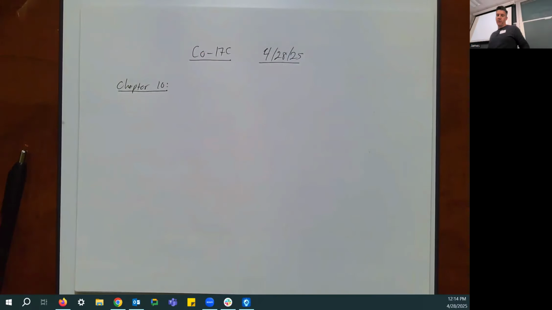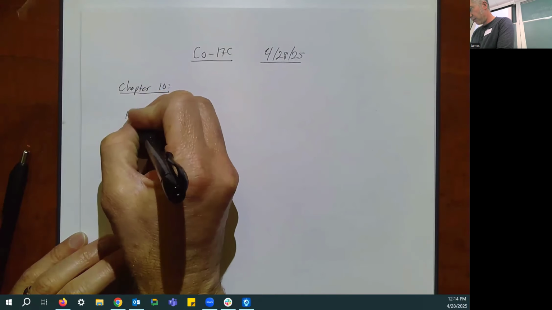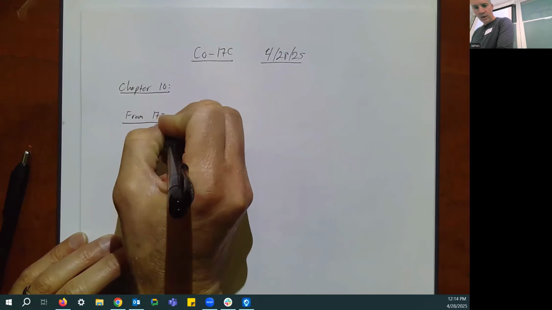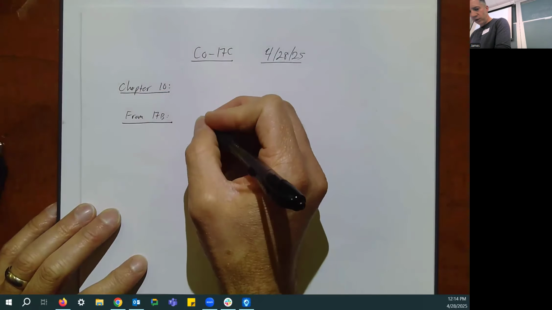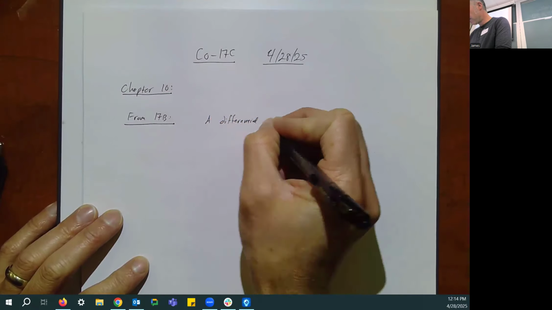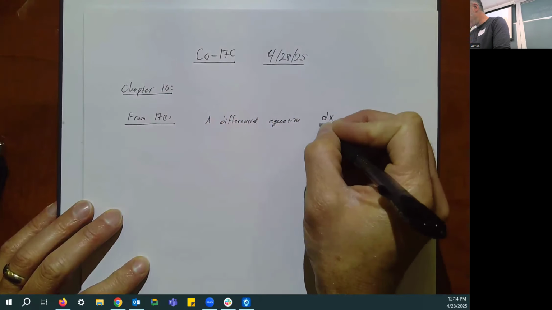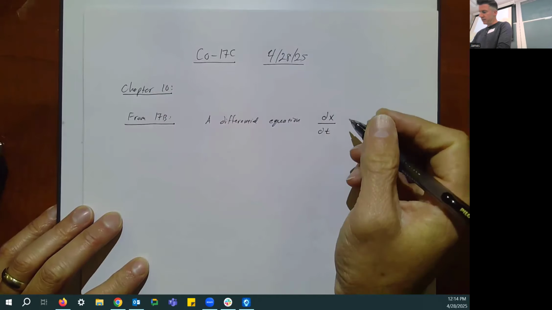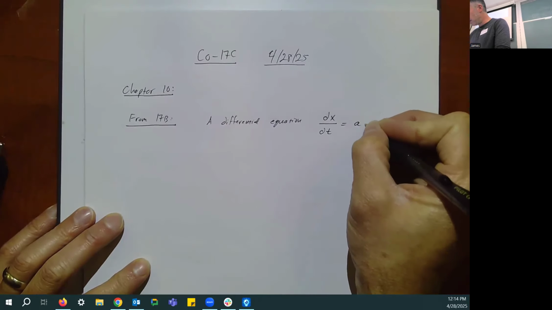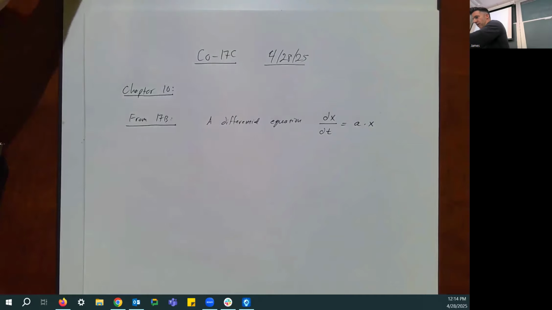So before we really get into chapter 10, let's go back a bit. I'm going to remind you of a couple things from 17b. Specifically, a differential equation where the derivative with respect to time of x is equal to some constant times x. There's a couple things to be aware of about this specific differential equation.